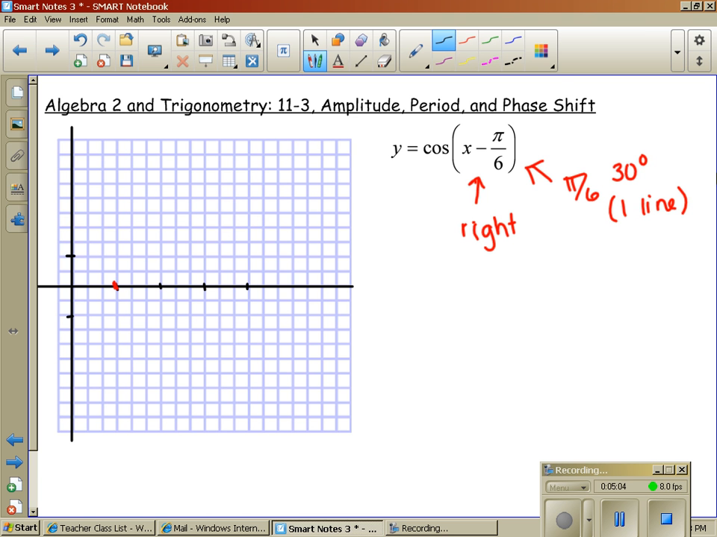Graph your basic cosine function. Cosine starts at 1, goes to 0, down to -1, to 0, to +1. This is 2 pi. So this is your basic cosine. We're shifting it to the right by one line. Over 1, over 1, over 1, over 1, over 1.